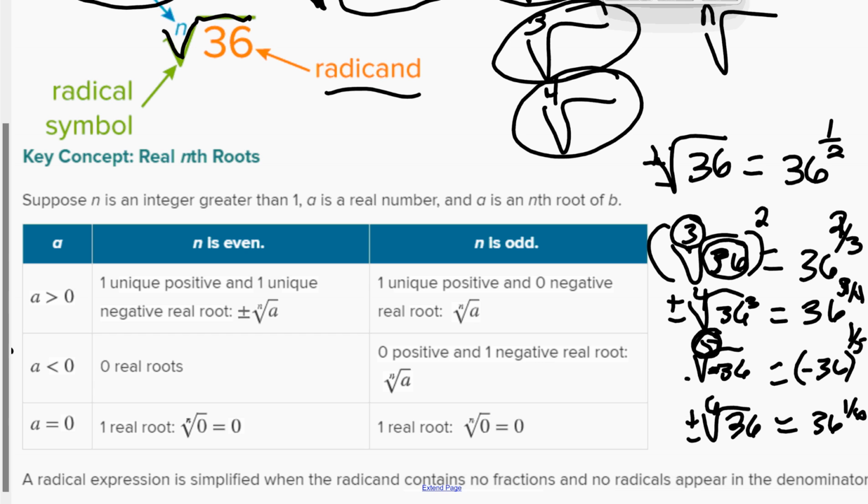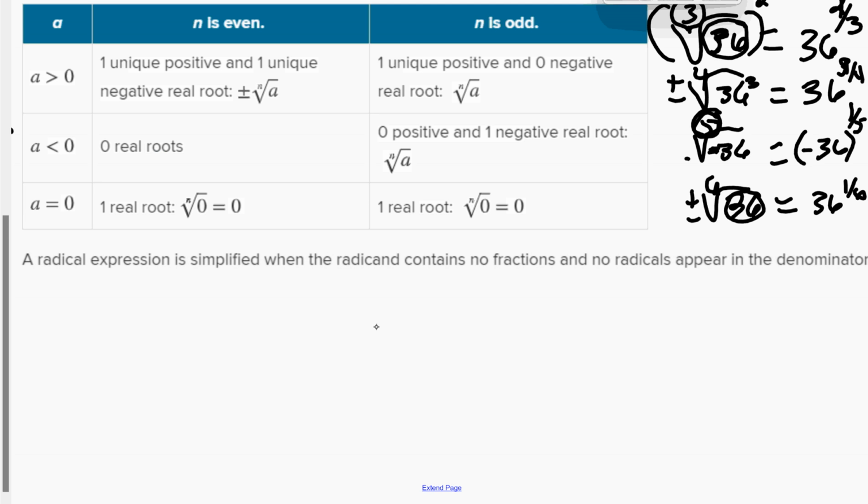Radicals are simplified when the radicand contains no fractions, and no radical appears in the denominator. For example, we don't want a problem like 1 over the square root of 2. So we have to rationalize that, and we get root 2 over 2.